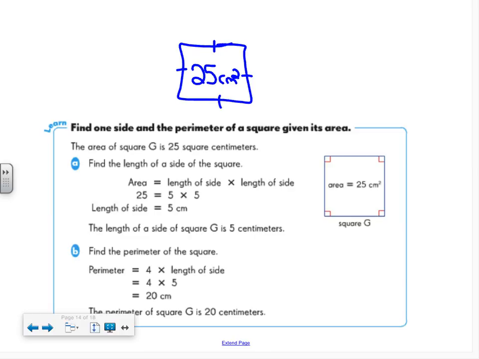Realistically, what we're doing is you have to stop yourself and think, it's a square, so the length and the width are the same exact number. So these two are the same exact number.